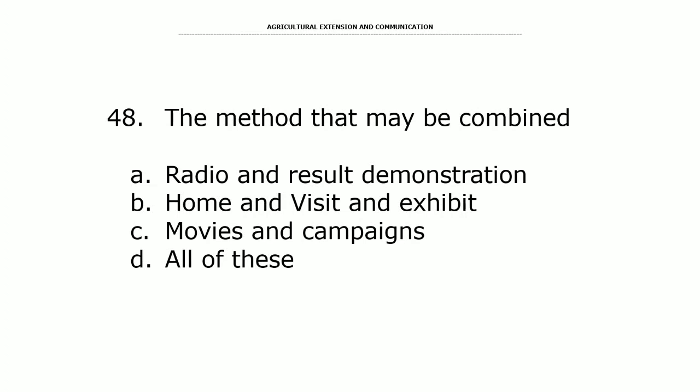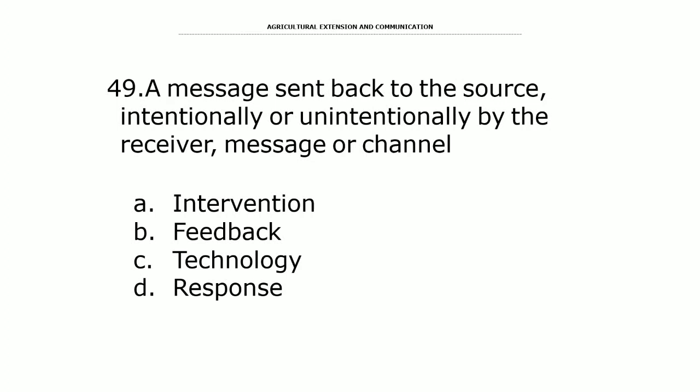Number 48. The method that may be combined. A. Radio and result demonstration. B. Home visit and exhibit. C. Movies and campaigns. D. All of this. The answer is all of this. Number 49. A message sent back to the source, intentionally or unintentionally, by the receiver. Message or channel. A. Intervention. B. Feedback. C. Technology. And D. Response.